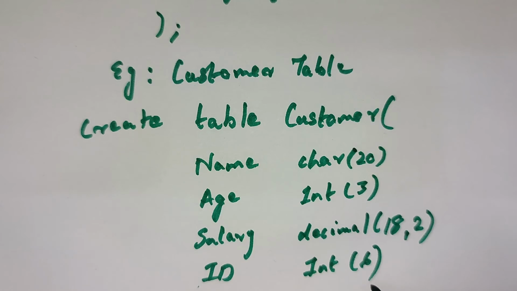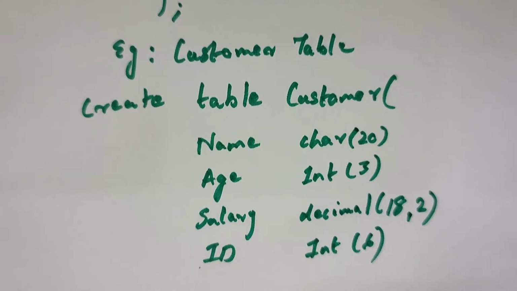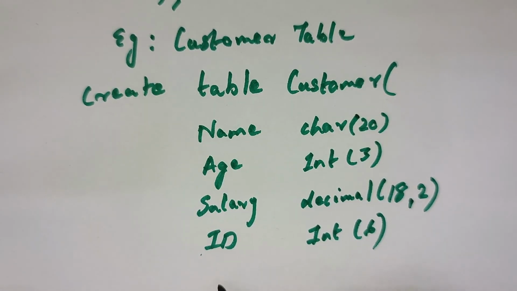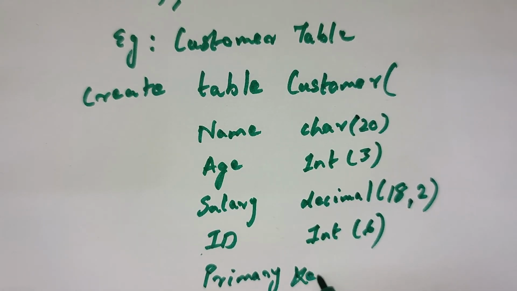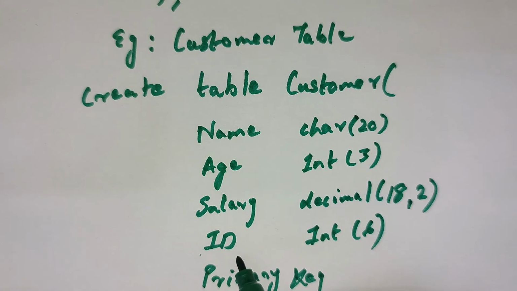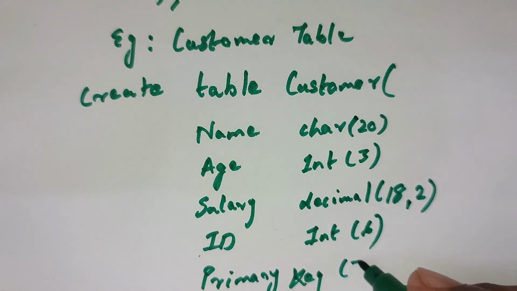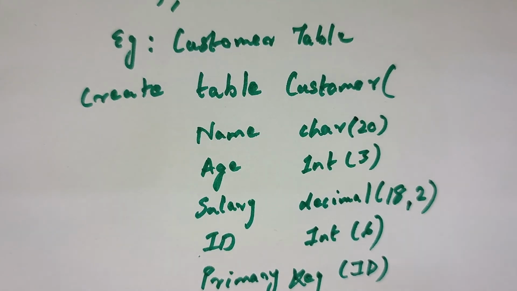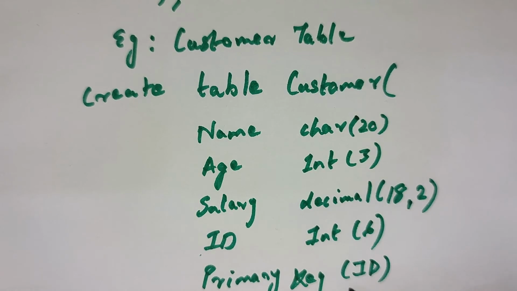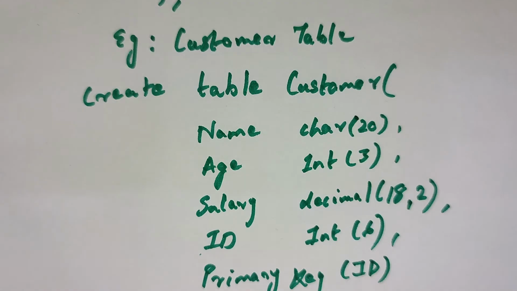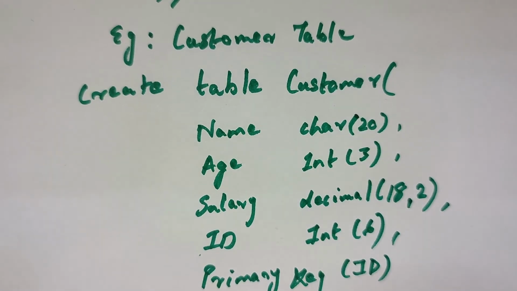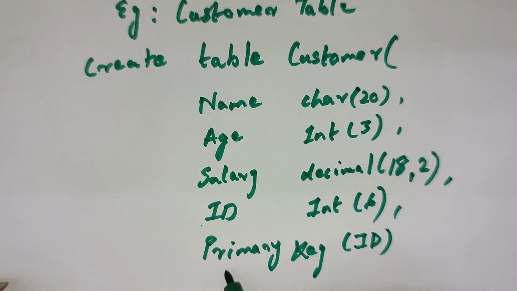Now I want to set up a primary key. The unique details can be taken from ID. So I will use ID as my primary key. Always, whichever column you choose as the primary key, that column should have unique values. So this is how we'll be defining the customer table syntax.